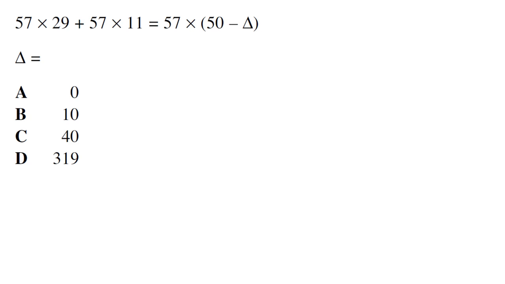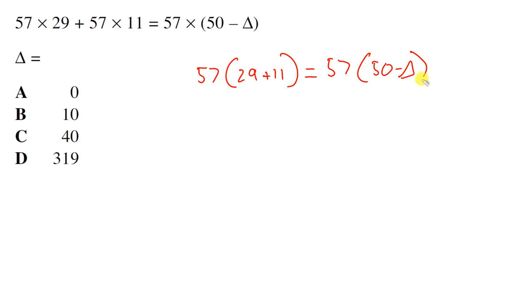This can be solved algebraically by factorizing out the number 57. If we factorize 57 out of the left-hand side, what we'll have is 57 outside of 29 plus 11. And on the right-hand side, there's already a 57 on the outside. And inside the brackets, there is a 50 minus triangle.